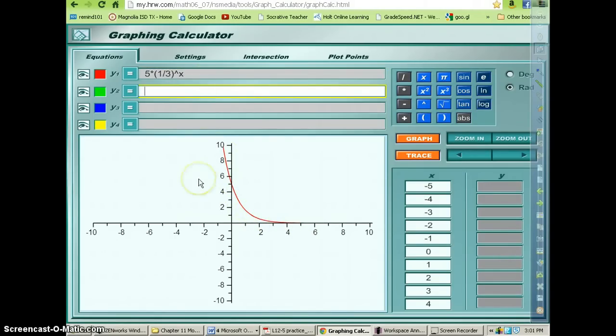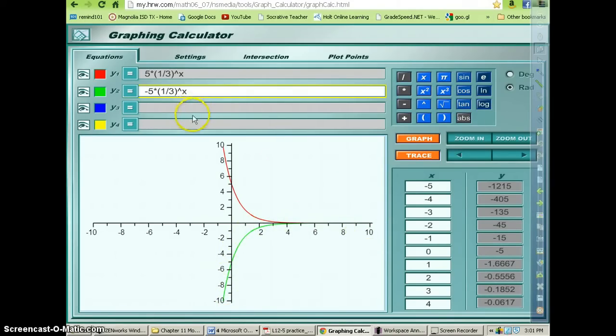Okay, so I'm going to put in the next one. The next one says -5. Let me put a negative in here. -5. Let's graph that one. Okay, that one is increasing. My y's are increasing as my x's are increasing.